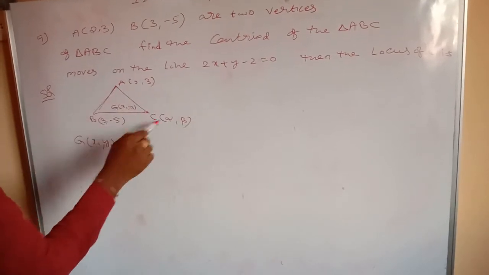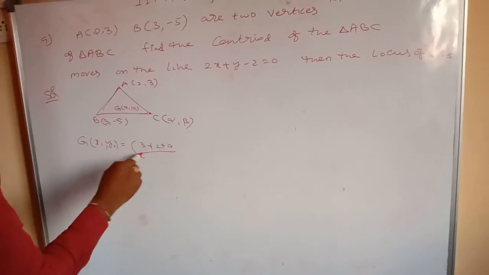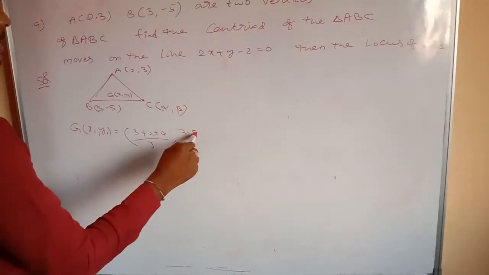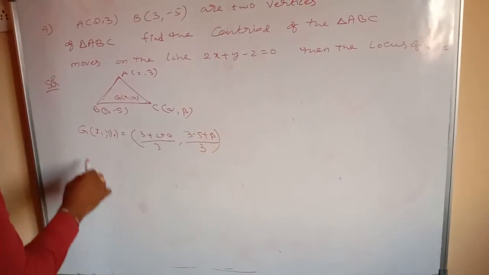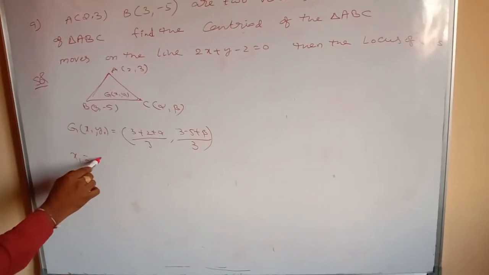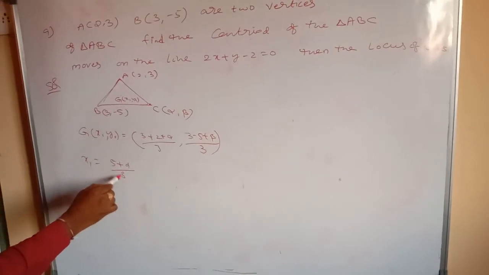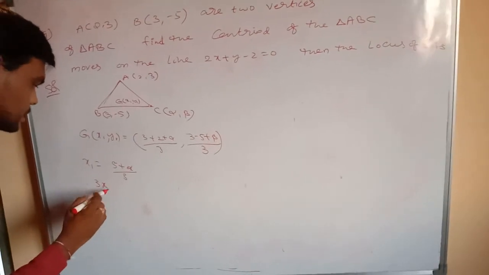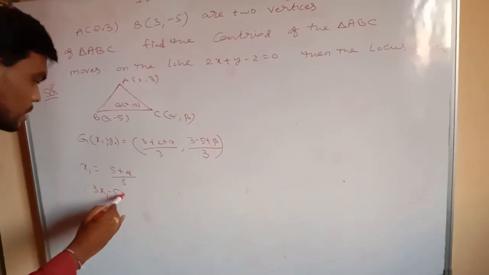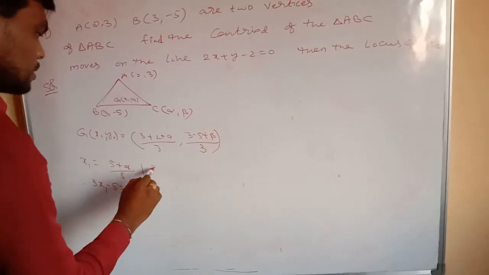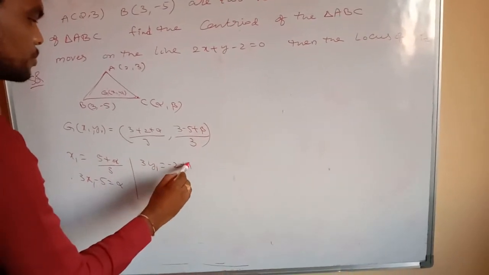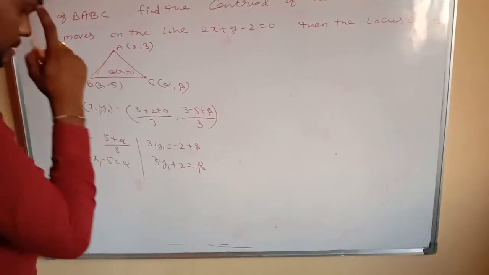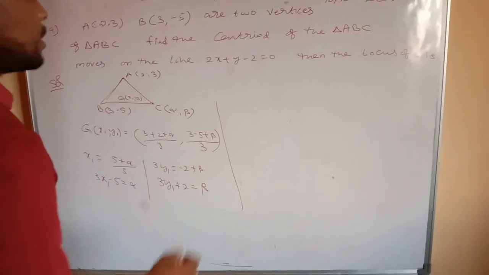The centroid is (x1 plus x2 plus x3) by 3, so x1 is (3 plus 2 plus alpha) by 3, and y1 is (3 minus 5 plus beta) by 3. That means x1 is equal to (5 plus alpha) by 3, so 3x1 minus 5 is equal to alpha, and 3y1 is equal to minus 2 plus beta, which means 3y1 plus 2 is equal to beta.